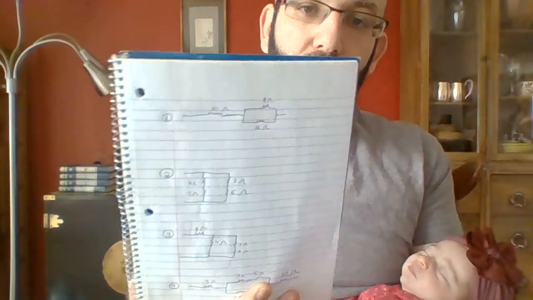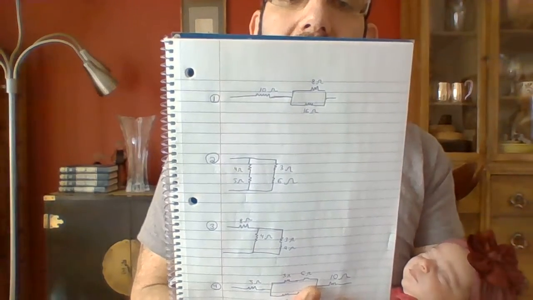If we look at number one, we can see the 8 and 16 ohm resistors are in parallel to each other, while the 10 is in series. The very first thing we're going to do is solve for the equivalent resistance between the 8 and the 16 using the parallel method. So 1 over R is 1 over 8 plus 1 over 16. That becomes 3 over 16. And when flipped upside down, R is 5.33, or 16 over 3. Making sure I did my math right, actually.